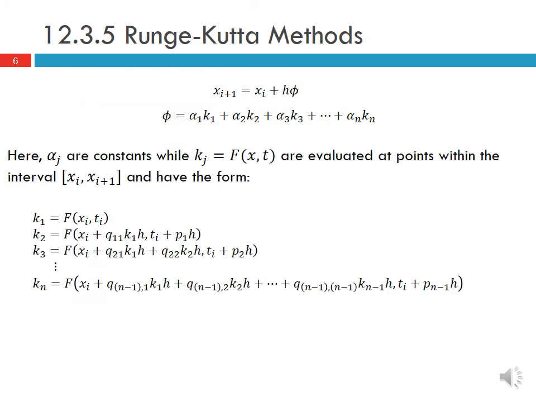Here, these alpha_j are constants, while the k_j are functions of x and t and are evaluated at points within the interval between x_i and x_{i+1}. And these k's have the form shown here. So k_1 is equal to f evaluated at x_i, t_i. k_2 is equal to f evaluated at x_i plus q_11 k_1 h, and t_i plus p_1 h, up to, and you can see how this repeats here, where these q's and p's are constants that can be determined for the different Runge-Kutta methods, as we will discuss.